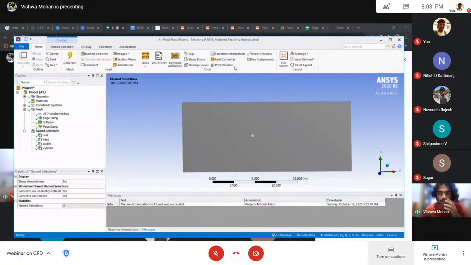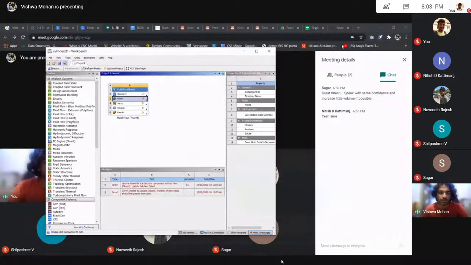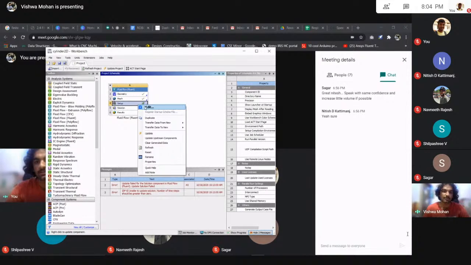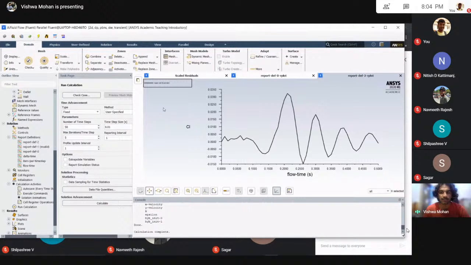That's all that is required for meshing, and then you get back to this thing, update it. You can even close those modules which you're done with. It'll take some time. It's done. Next step, setup. The setup is where people have a lot of issues, like how many solvers and everything we need to use. So I already did it.